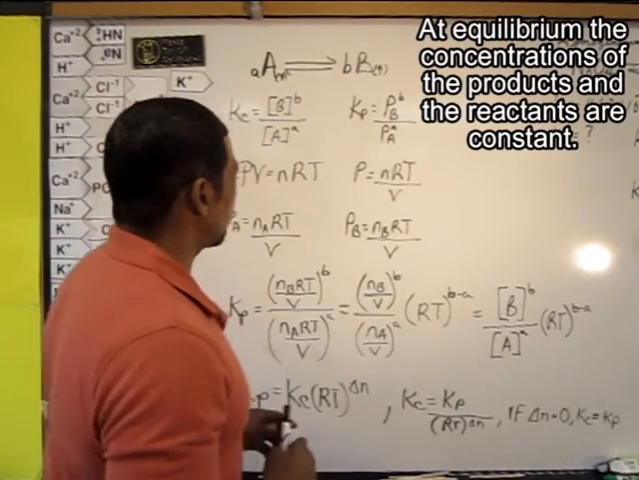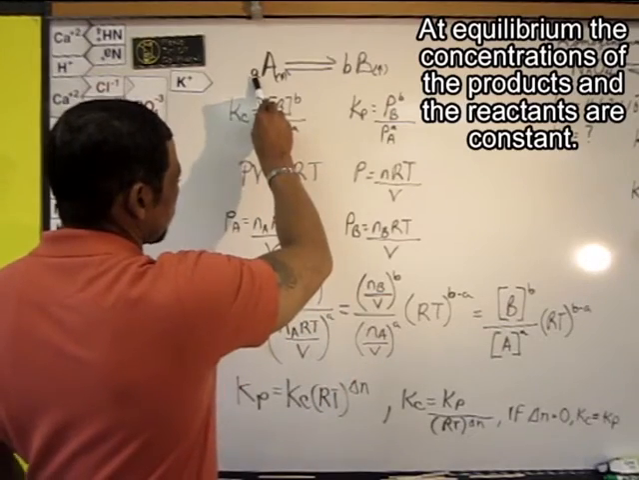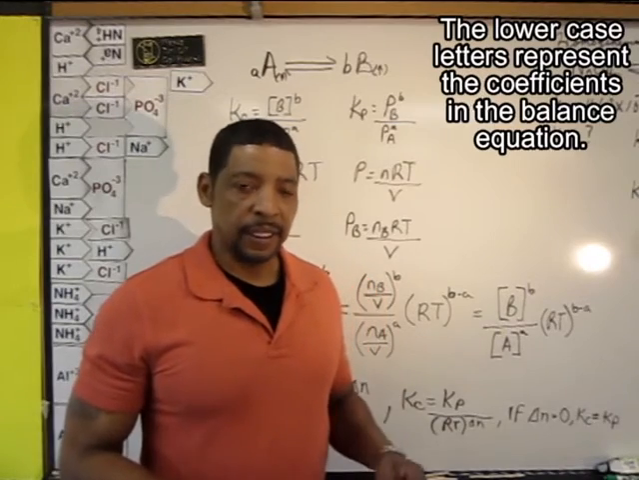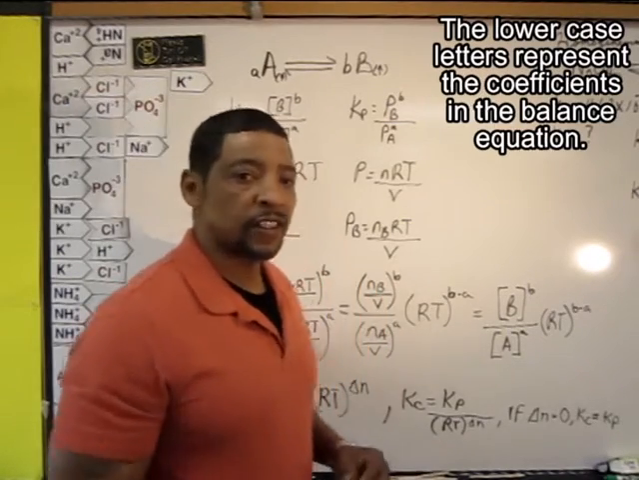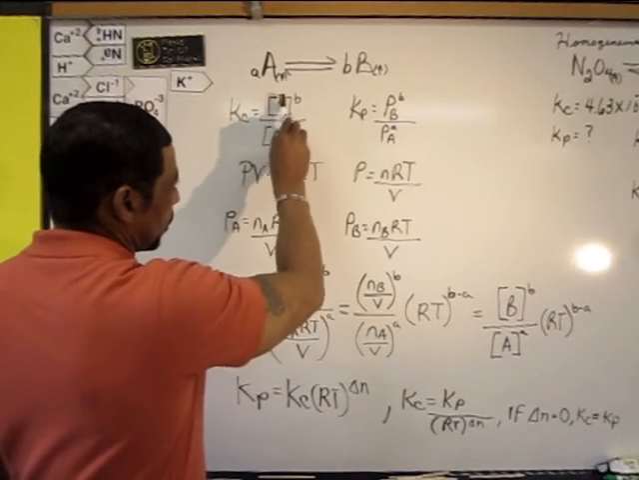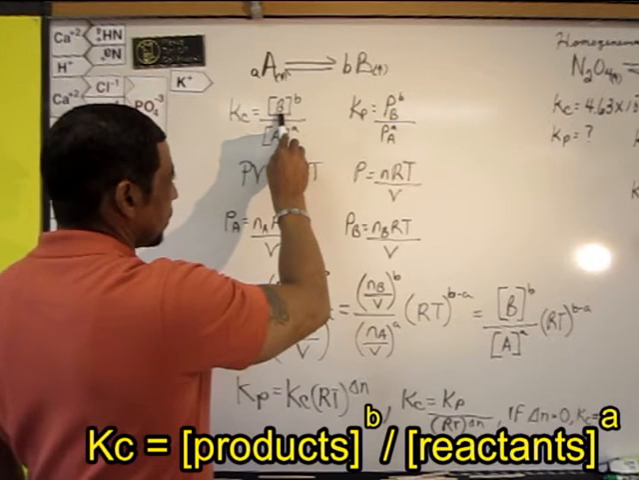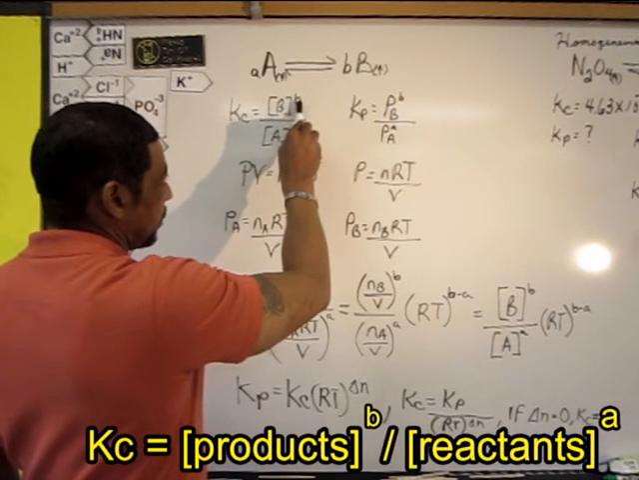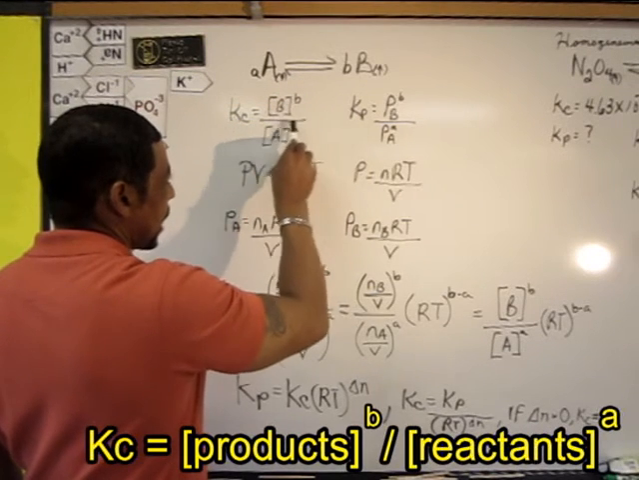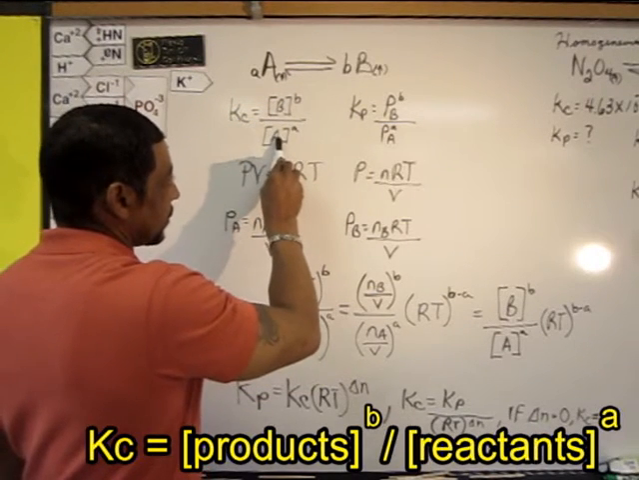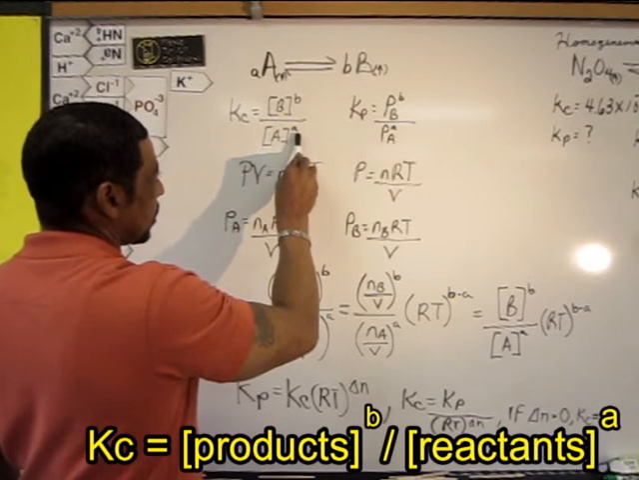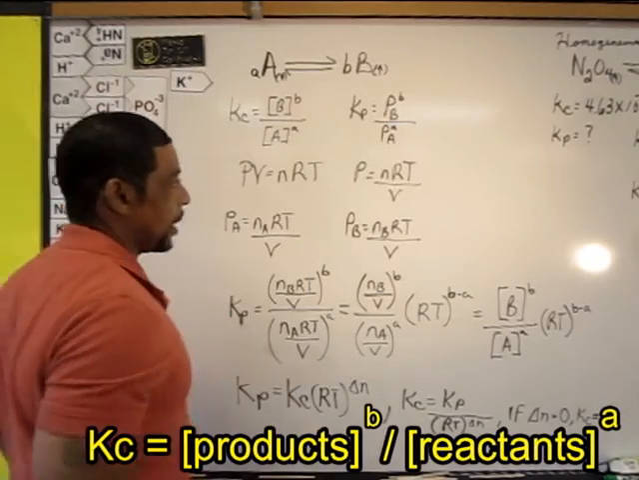In this general equation, lowercase a and lowercase b represent the coefficients in the balanced equation. To write the Kc expression for this equilibrium reaction, divide the concentration of the products, in this case B, raised to the b power, which represents the coefficient in the balanced equation, by the concentration of the reactants, in this case A, raised to the power of its coefficient in the balanced equation.